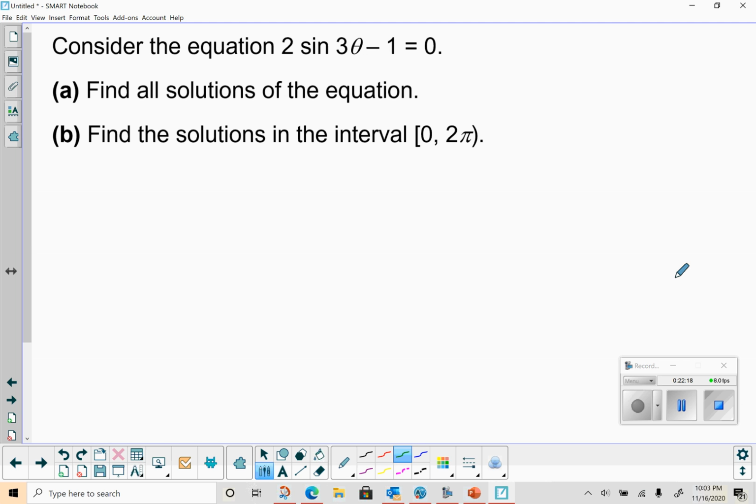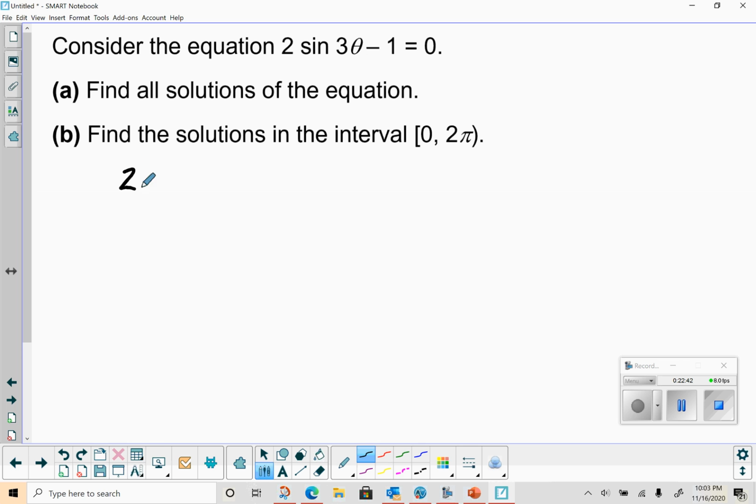All right, next example, consider the equation 2 sine 3 theta minus 1 is equal to 0. And basically they're giving you both types of directions here. Find all the solutions and then list all of the solutions that are just in the interval between 0 and 2 pi.